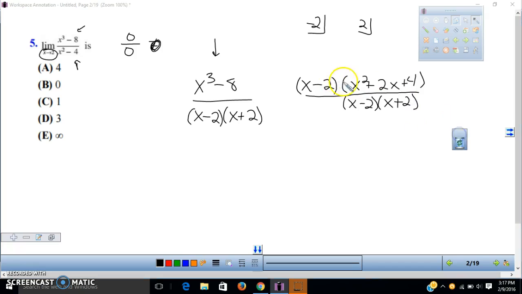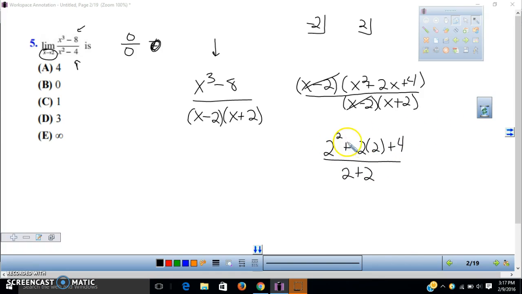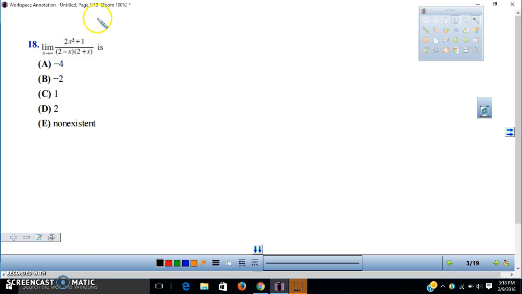Alright. So now our x minus 2's cancel, and now we plug in that 2. So we do 2 squared plus 2 times 2 plus 4 all over 2 plus 2. So when I do this, you get 4 plus 4 plus 4 is 12 over 4, which is 3. That's how we get D. Alright, so that's 5. Next one, number 18.